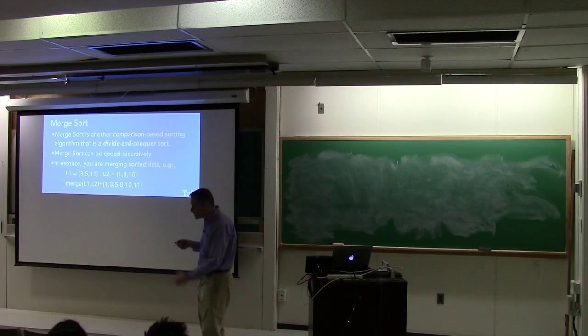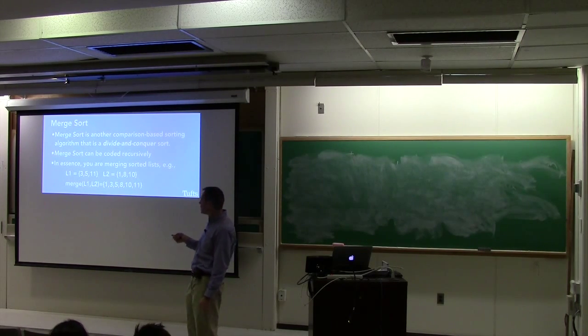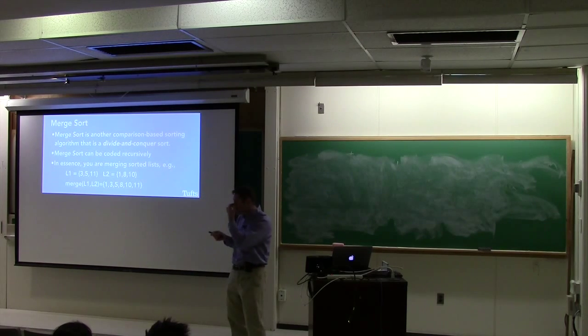Here's what I want you to do. Take about 2 or 3 minutes. Talk to your neighbor if you want. Figure out if you can come up with an algorithm that will take list 1 and list 2, which are already sorted, going through them once, OK, and creating 1, 3, 5, 8, 10, and 11. OK? Try that on your own or with a partner for a couple minutes.